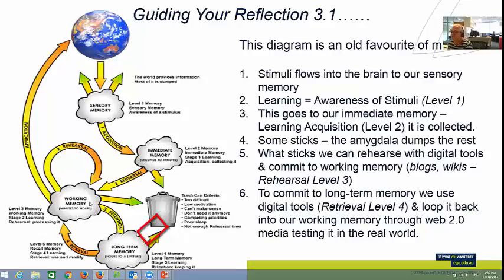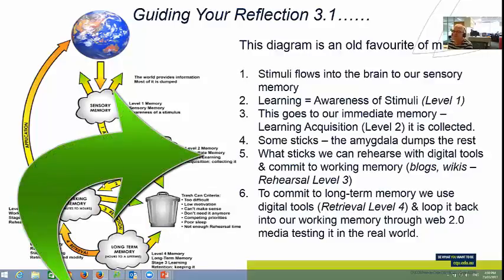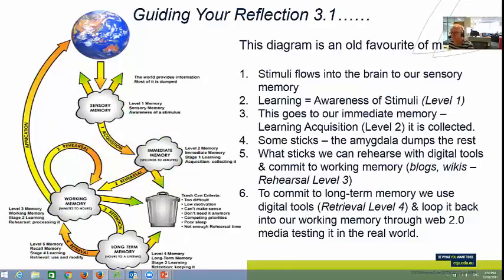Now, the reason why I'm sharing this diagram is to say to you that digital tools play a huge role here in the seconds to minutes conversion to rehearsal. We have simulations, we have blogs, we have wikis, we have a range of tools that can actually help us commit those short-term experiences into working memory through rehearsal processes that can take hours, minutes, days, weeks, or in the case of a degree for teaching, 4 years.